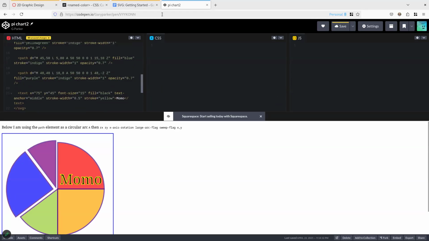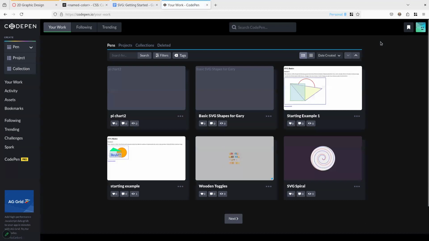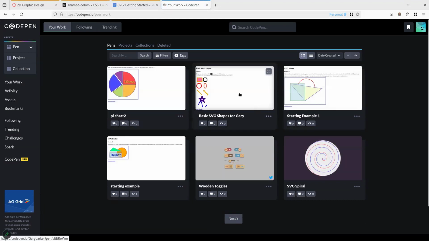So I already forked it. So next thing I want to do is save it. And now if I go over to my user menu and I go view my work, I should see that that's another one of my work things. So I have my starting example 1 that I tweaked, I have my basic shapes that I tweaked, and now I have the pie chart that I tweaked.